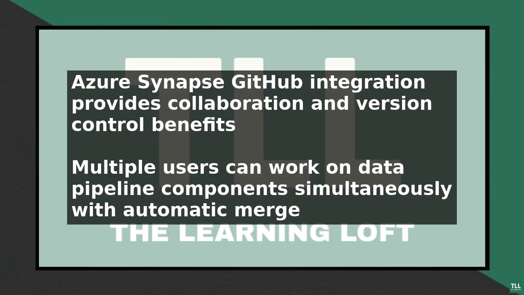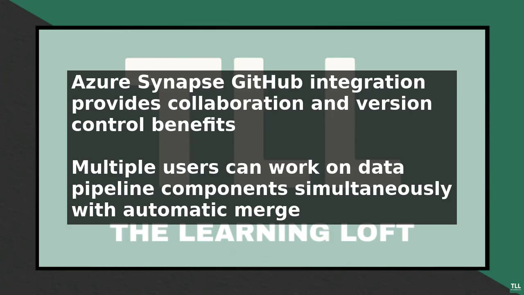Another benefit of Azure Synapse GitHub integration is version control. GitHub provides a complete version history of all changes made to your codebase, allowing you to easily revert back to a previous version if something goes wrong. This provides a high level of confidence and reliability, and ensures that your data pipeline is always in a stable and consistent state.